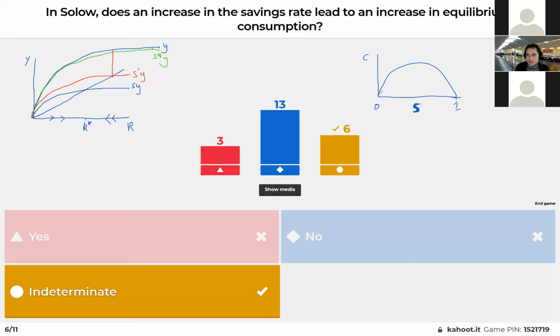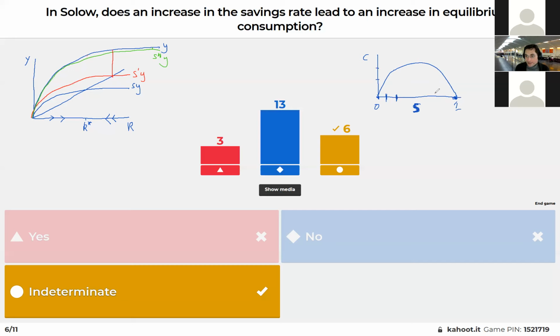So what this says is we have a zero amount of consumption when savings rate is zero. We have a zero amount of consumption when savings rate is one. And we have positive consumption when savings rate is in the middle. Okay. So does consumption increase or decrease if we increase the savings rate? Well, it depends where we start, right? If we start here, then when we increase the savings rate, our steady state consumption goes up, right? It goes from here to here.